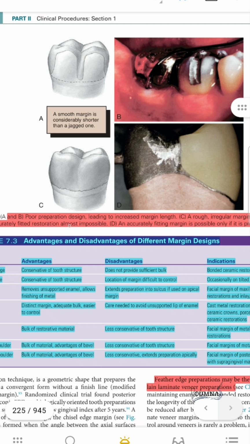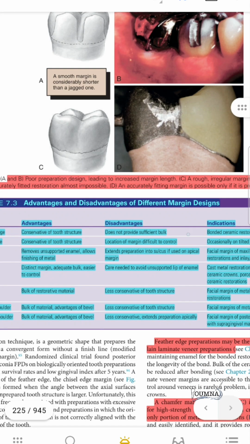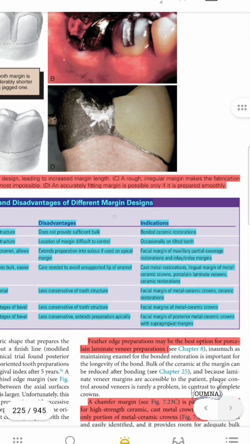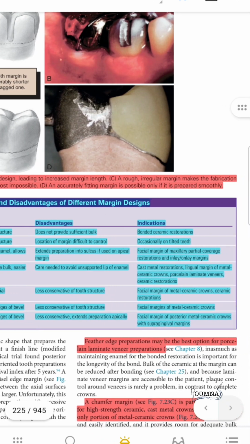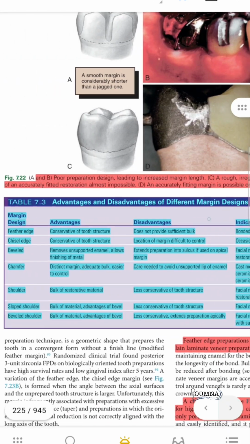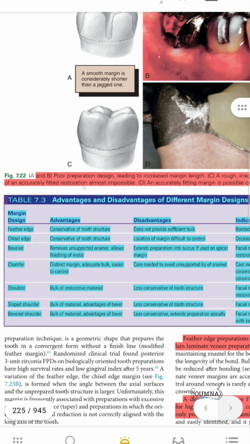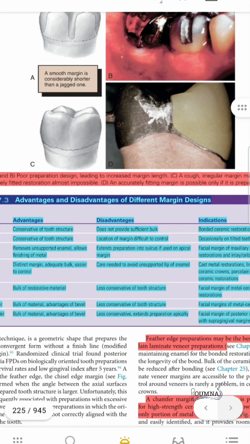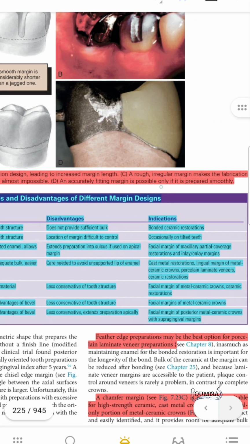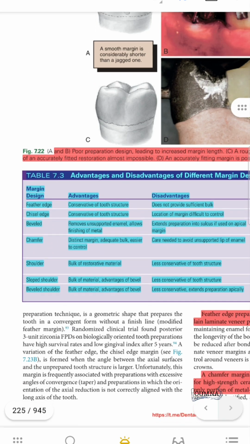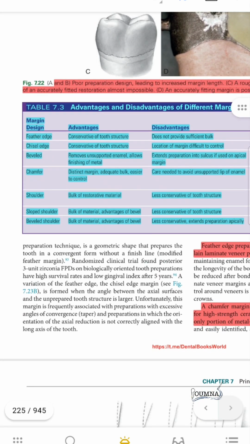When there is a poor preparation design that leads to an increased margin length, periodontal disease may occur. Also, a rough, irregular margin makes the fabrication of an accurately fitted restoration almost impossible. It is only possible when we have a smooth finish line. Now let's talk about the margin design types.